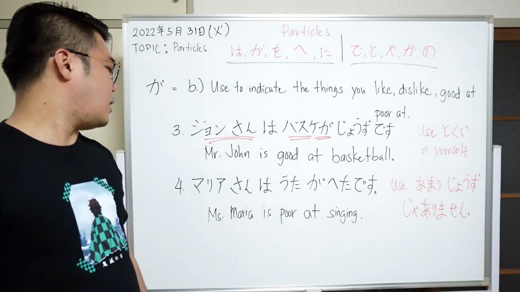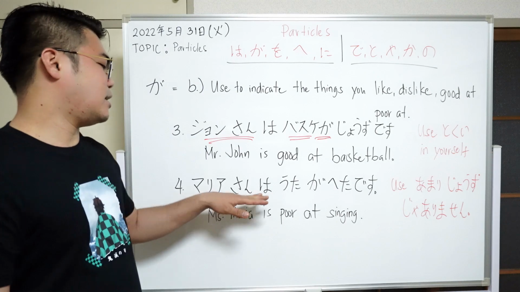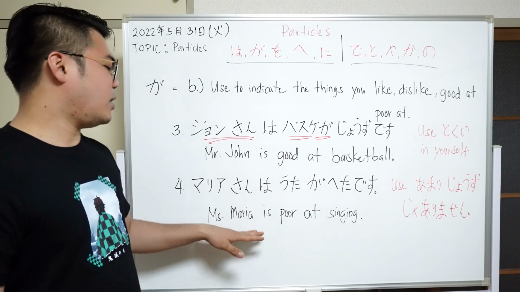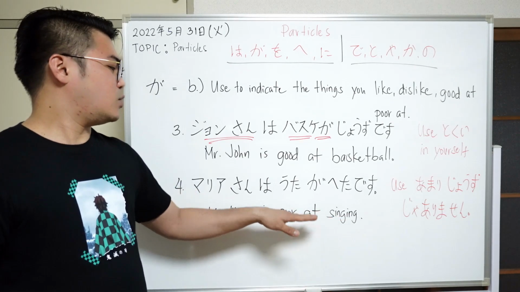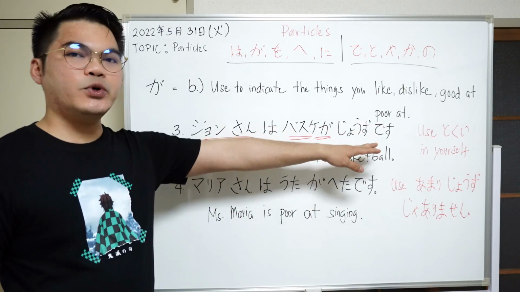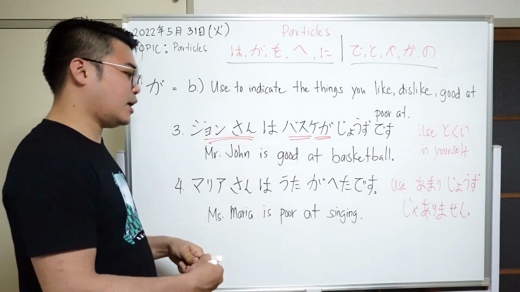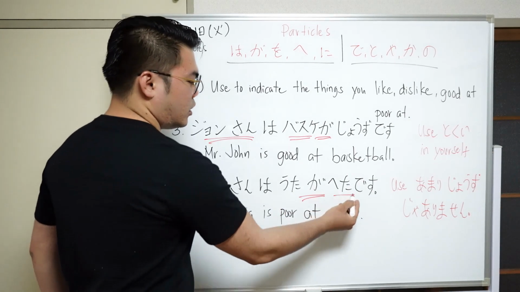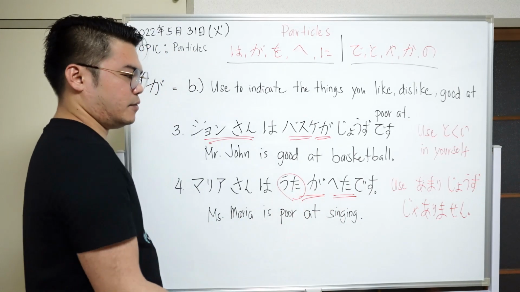Okay? So our next sentence is Maria-san wa uta ga heta desu. So Miss Maria is poor at singing. So uta means song or music and heta means poor at. So we use the particle ga here to indicate that Maria is poor at singing.